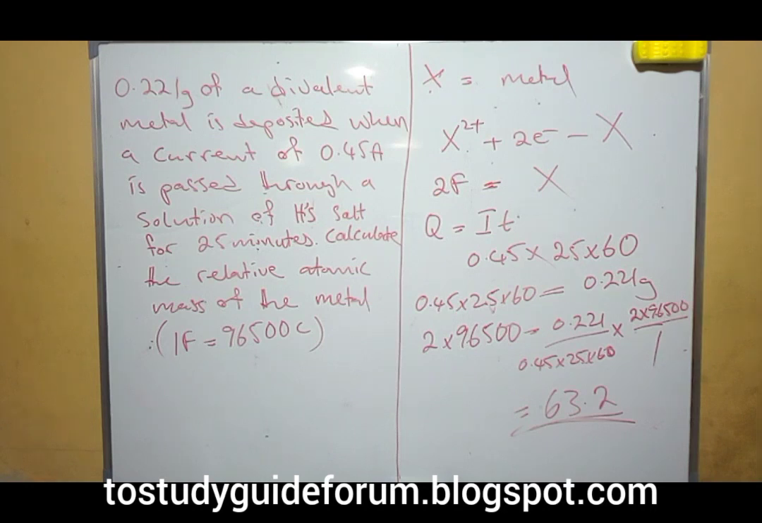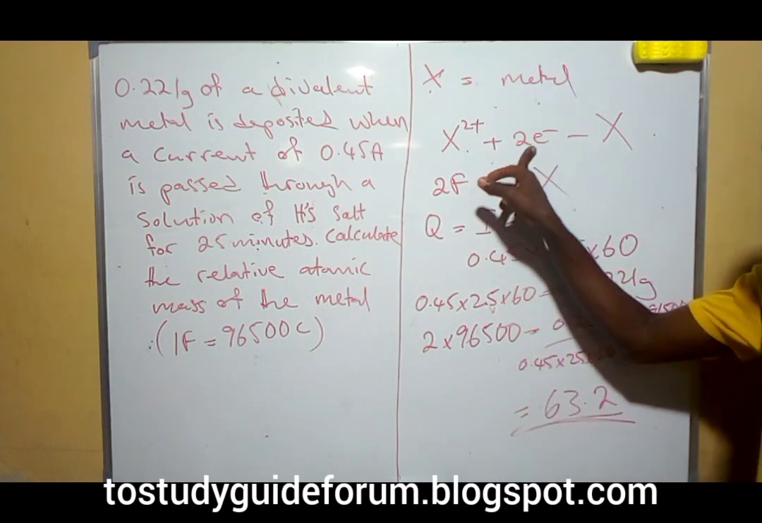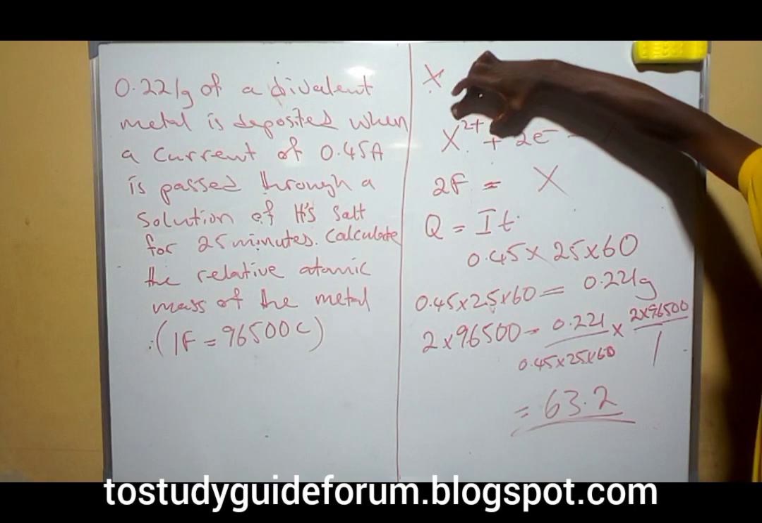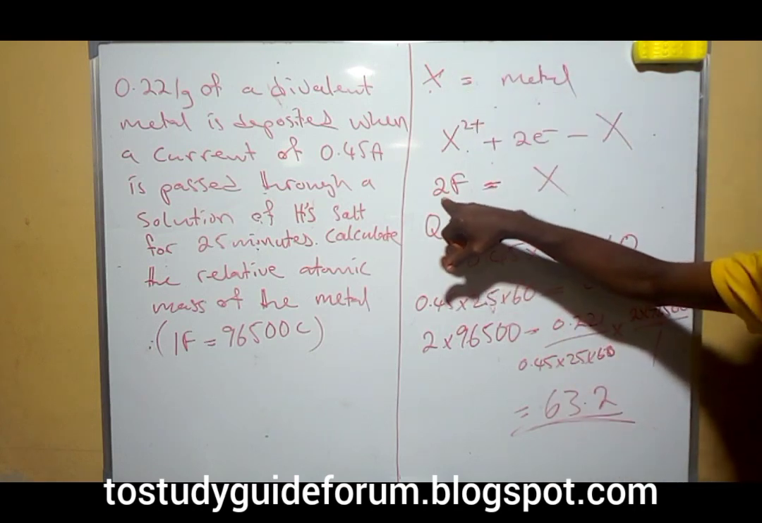Alright, thank you so much. Now note that because this one has required 2 electrons, because it is divalent, that is why we use 2 Faraday.